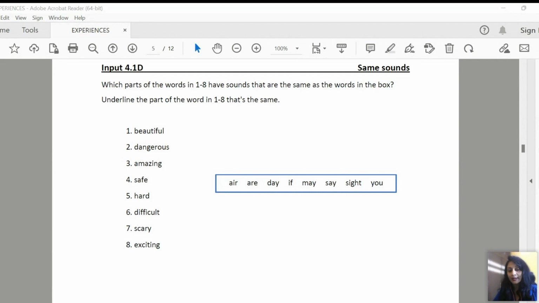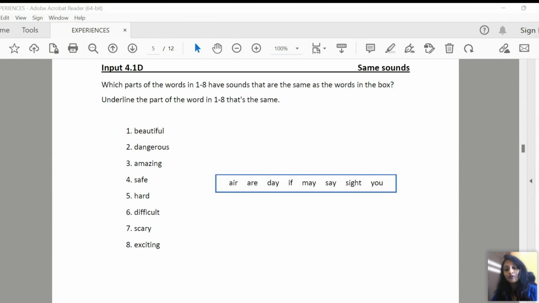Let me say that again. We have 8 words on the left, and all these 8 words have words on the right in the box which have the same sounds, which are similar to each other. Can you try to find out what are the words that synchronize?